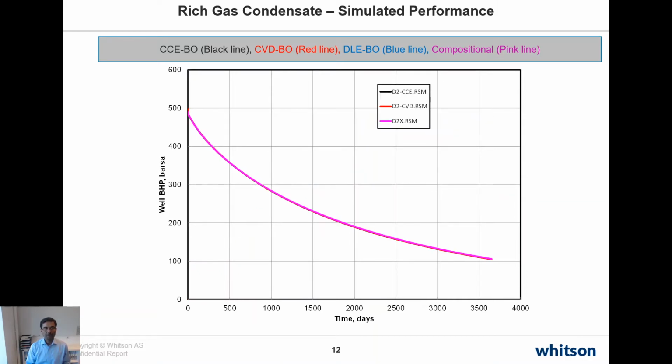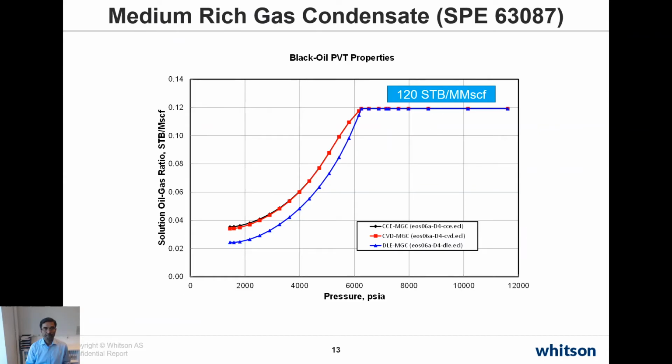This is showing the well bottom hole flowing pressure. It's the same for CCE, CVD, and compositional. Now going through the medium rich gas condensate simulation performance. First we generated a black oil PVT table using a medium rich gas condensate, and here the solution oil gas ratio is 120 stock tank barrels per million.